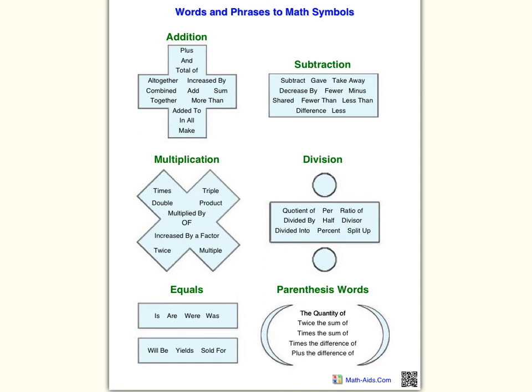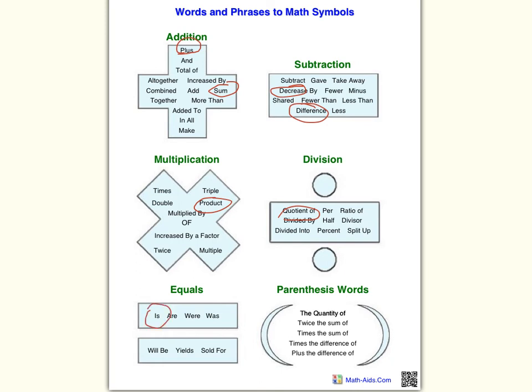math problem. So, like for addition, some of the common keywords might be plus, or sum, or altogether. Those are some common words that you might see that will indicate that you need to put addition. Subtraction, you might have the word difference or decrease. Those are some common keywords. And there's a whole list here. Multiplication, you can see those. Product is a common one. Division, quotient is a common one. Equals, they'll use the word is for that one.